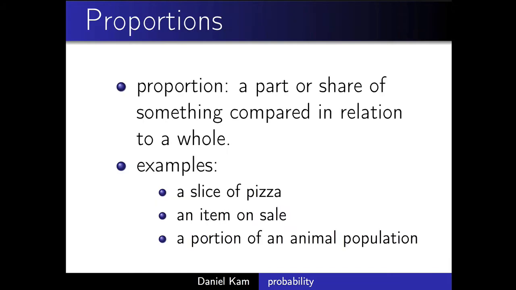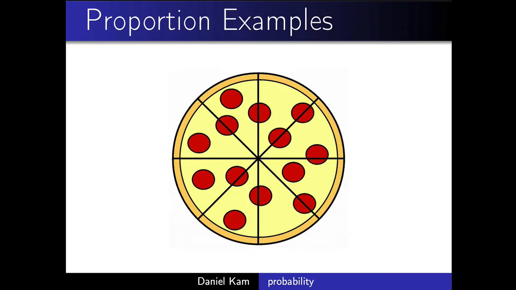So just to start off, a basic reminder, you should have already learned this earlier in your algebra career, but a proportion is a part or share of something compared in relation to a whole. For example, a slice of pizza would be an example of a proportion because in this particular pizza, there's 8 slices, so 1/8 would be a proportion. Each slice is 1/8 of the pizza, so it's a part of the pizza. And it's always compared in relation to a whole.